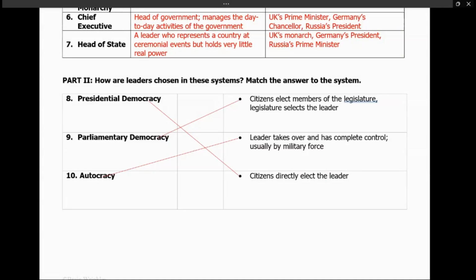Autocracy. Autocracy is when a leader takes over and has complete control, usually by military force. And we talked about this over time. Hitler. We also talked about a lot of brutal rulers like Tsar Nicholas II and Kim Jong Un. All these different dictators, where the leader takes over and has complete control, and they do not care what the citizens think or what the government thinks. It's just a one-man army, a single ruler ruling everything.